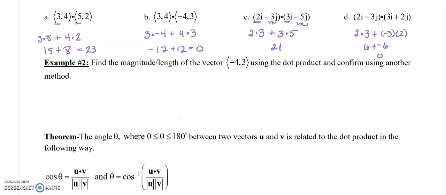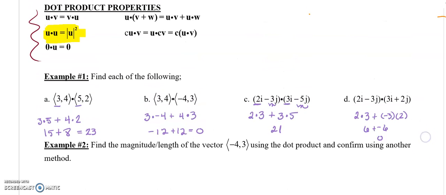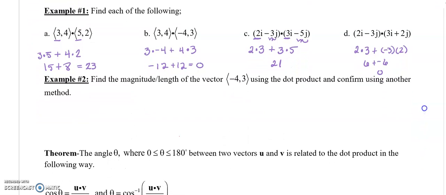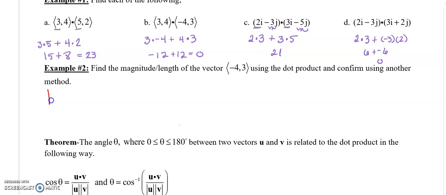We're going to find the magnitude, the length, of the vector negative 4, 3 using the dot product and confirm using another method. Okay, if we use the dot product, I'm going to think about this property up here, and I'm going to rewrite it. The magnitude of u equals the square root of u times u. So take the time to pause this video and set up that u times u.